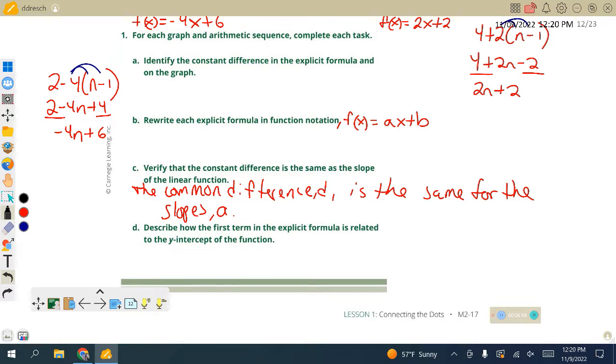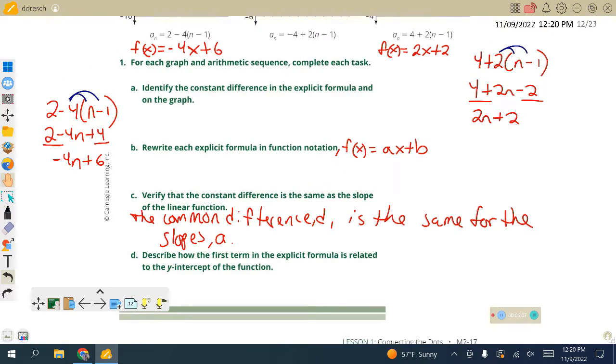That -4 should be that -4 out front. That 2 on that last one we did, that common difference of 2, should be that 2 out front. On this one here, it's also a common difference of 2. If we rearrange that, that should be a 2 out front, and so on and so on and so on. Okay?